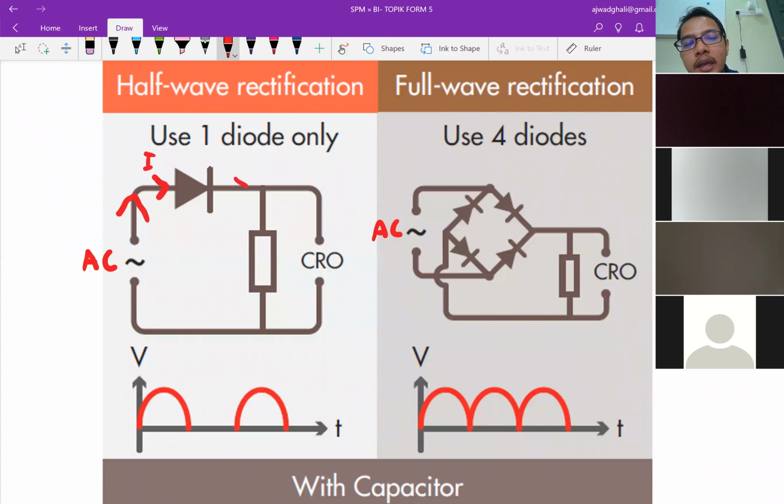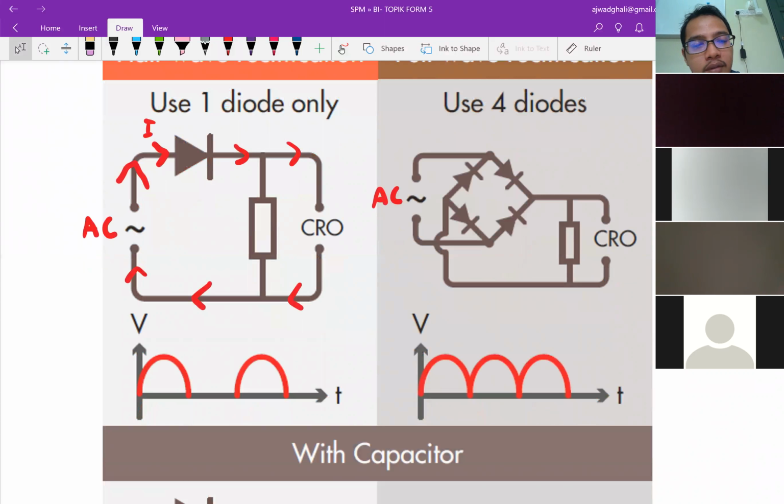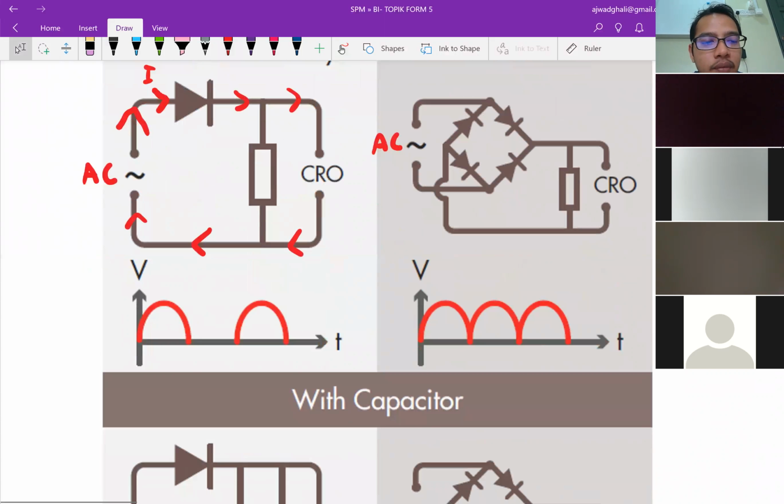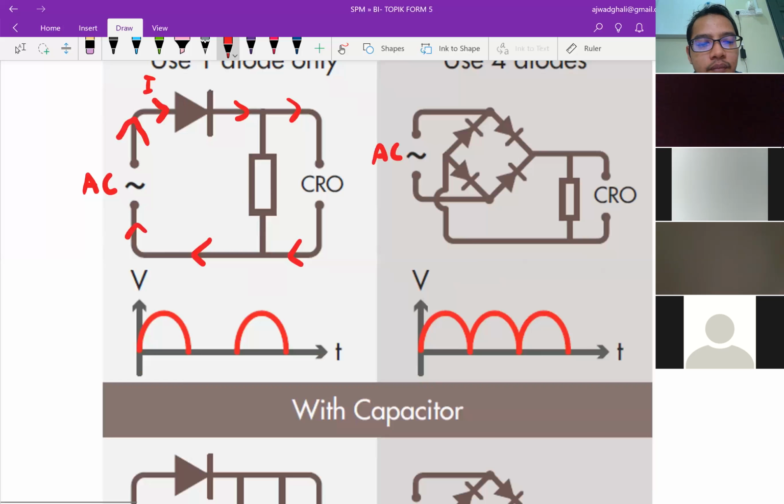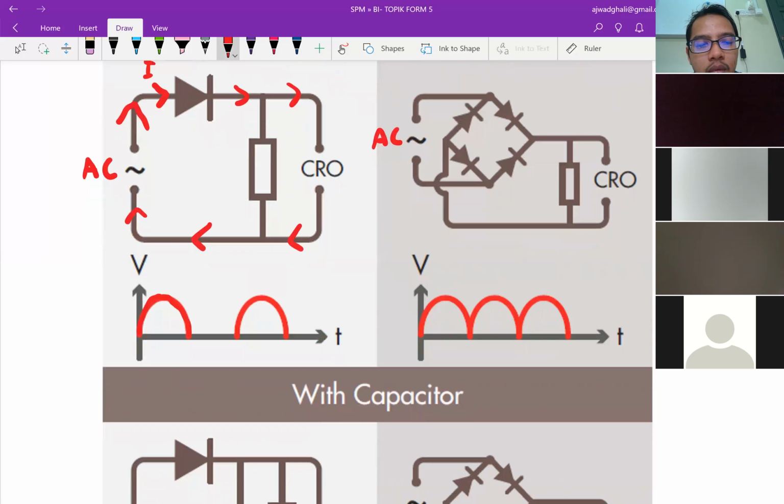So current can flow to the CRO, all right, and CRO gives you the first output here.